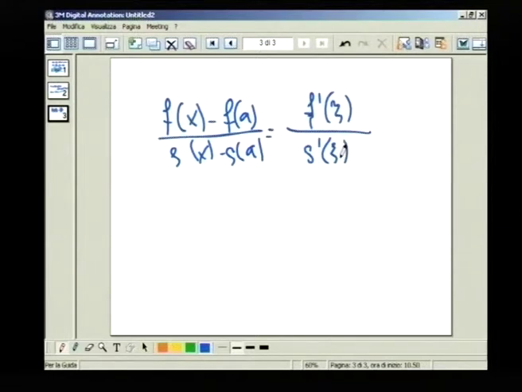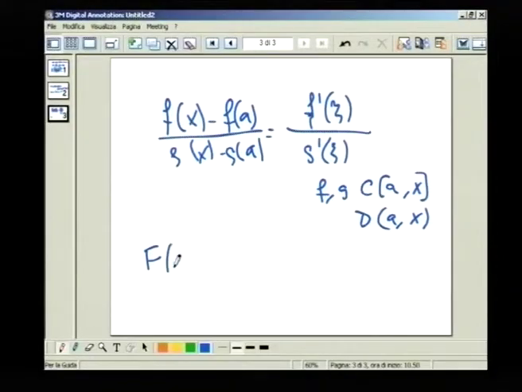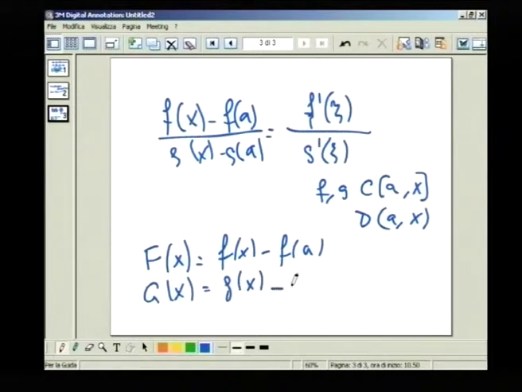Now, here, according to Cauchy, you have f and g continuous on the closed interval, there it was ab, and differentiable in the open interval a and x. And what we wrote here is the theorem of Cauchy. And then you can set capital F of x equal to f of x minus f of a, and capital G of x equal to g of x minus g of a. Here, since both small f and g are differentiable on the open interval and continuous on the closed interval, so are capital F and capital G.